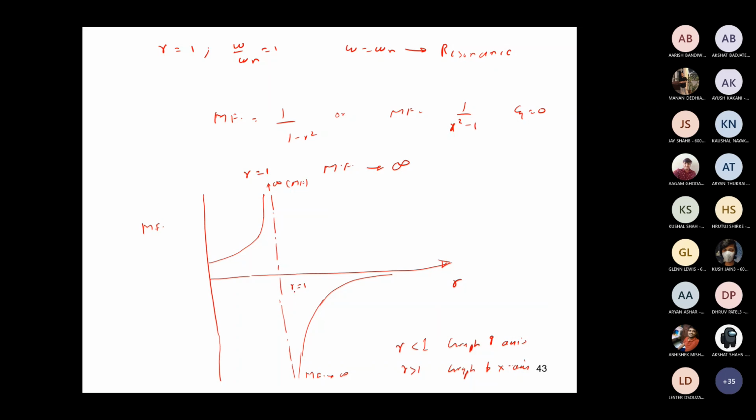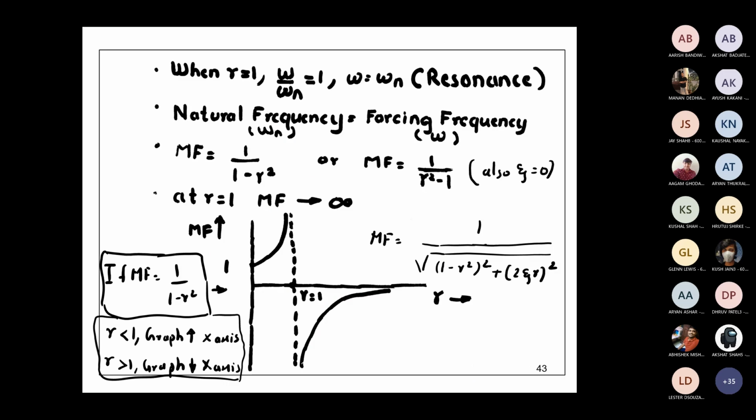Now, for the convenience, to study the characteristics of magnification factor versus frequency ratio, what is done? We typically take a mirror image of this graph. So we plot both the graphs on the same side of the x-axis, and then we study the results. So this is how the mirror image is taken, and then we plot the graphs. Alright. So let's study the characteristic features of this graph.